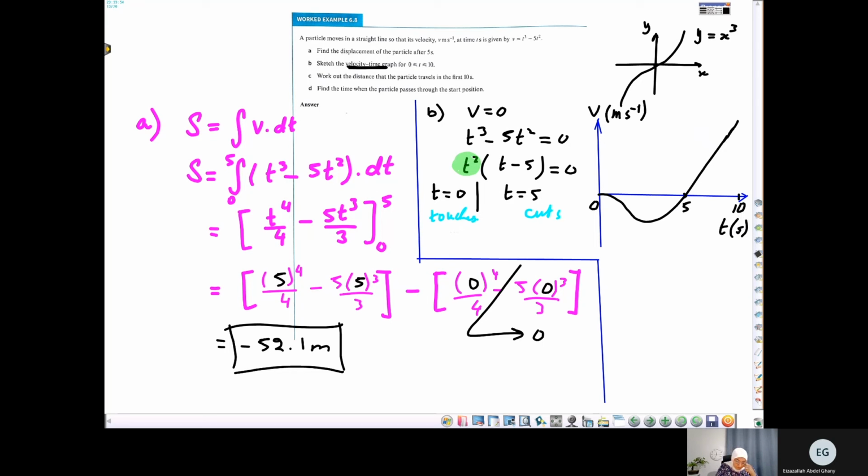Now the next question, work out the distance that the particle travels in the first 10 seconds. We will remember that when you integrate, of course, distance is the integral of velocity with respect to time. So when you integrate, this part will give you a negative area. Yes, when we integrate a function, it means you are finding the area bounded by the curve and the x-axis.